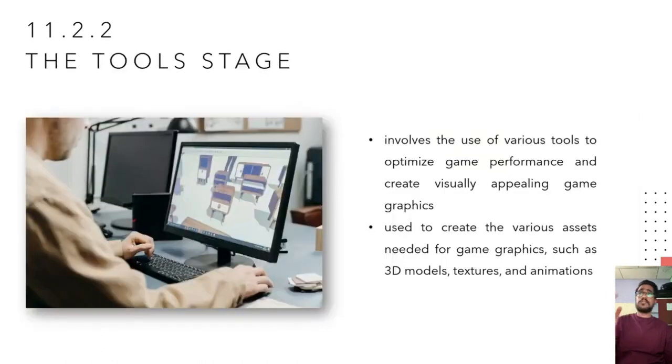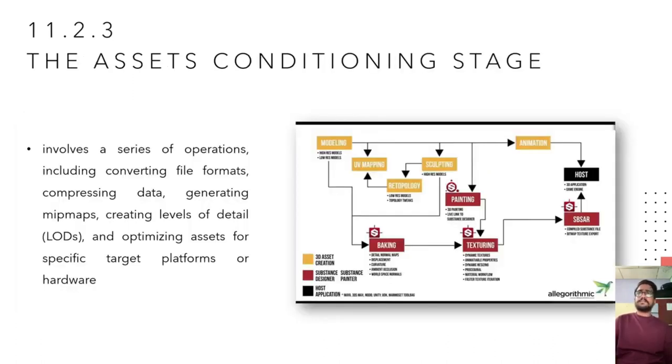So we move on to the first one, the tool stage. This involves various uses of tools to optimize game performance and to create a visually appealing game, for tools that developers and graphic designers use to create models, textures, and animation. Next is asset conditioning. It's just a series of operations such as converting file formats and compressing data. So we use all of this to create the end result of the game, because there are all the different components and also optimization that we need to do to create the final game.